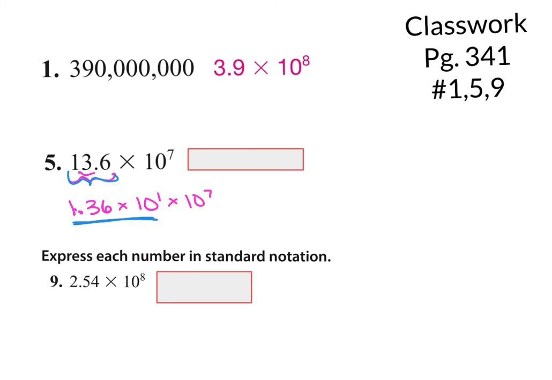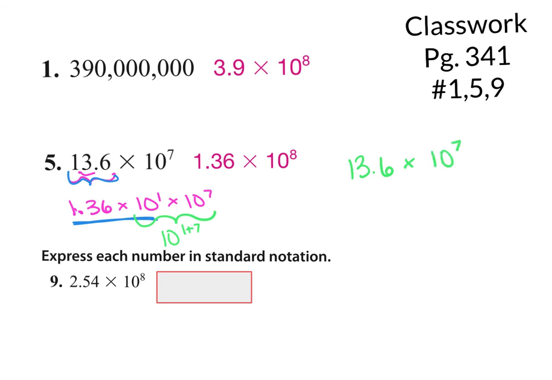Yeah, so we're going to do one more step. These are like bases, aren't they? 10 and 10 are the same base. So what do I do with my exponents when I'm multiplying like bases? You add them, 10 to the 1 plus 7. So my answer ends up being 1.36 times 10 to the 8th. Right? I took this 13.6 times 10 to the 7th. I moved that over 1 time, which means I had to add 1 more to that guy. So 1.36 times 10 to the 8th.